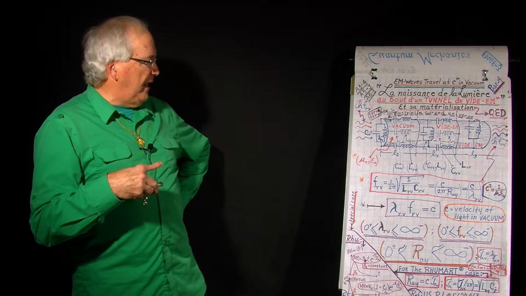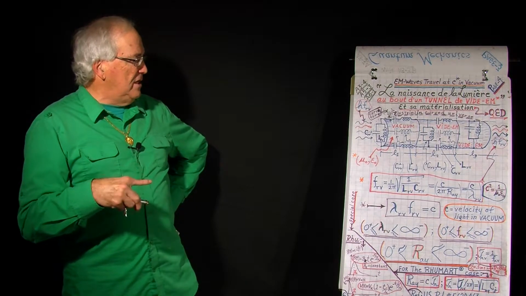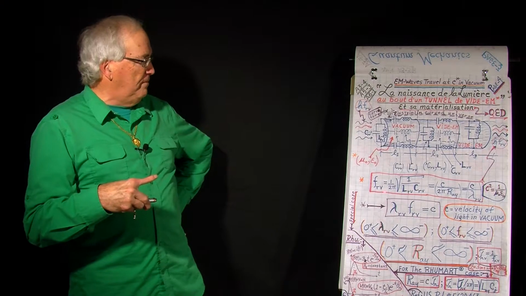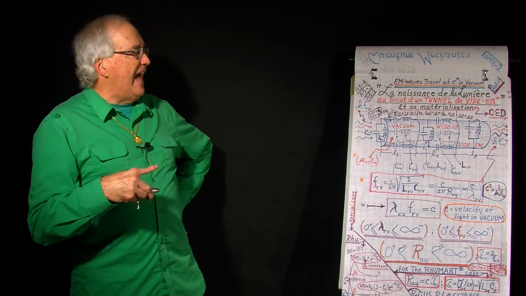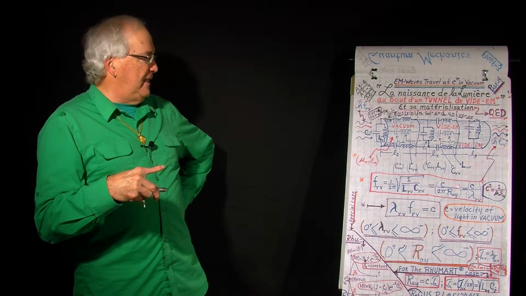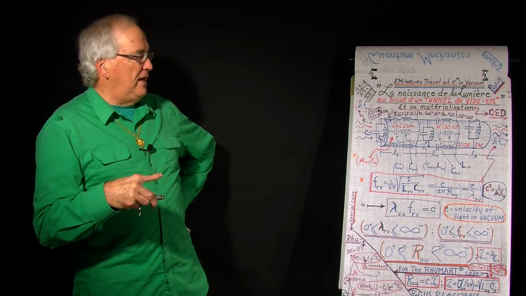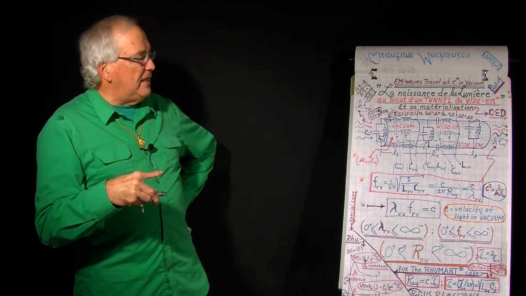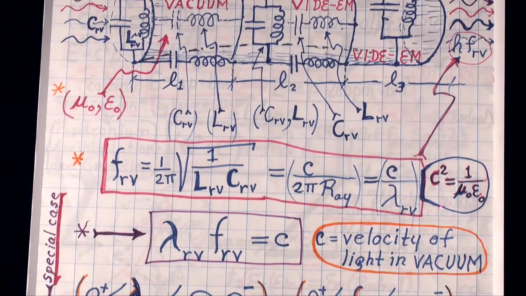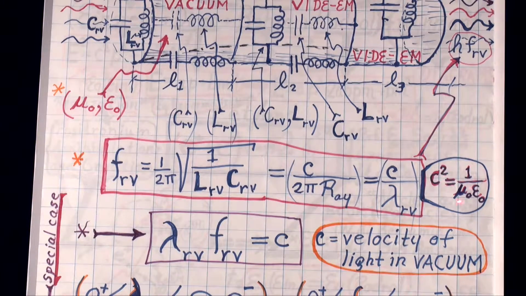So that's about it for this presentation. Just remember that the vacuum resonates at any frequency, and this frequency is given by the speed of light divided by the wavelength, where the speed of light, of course, is found experimentally to be the square root of the inverse of the product of the electric constant multiplied by the magnetic permittivity of the vacuum.